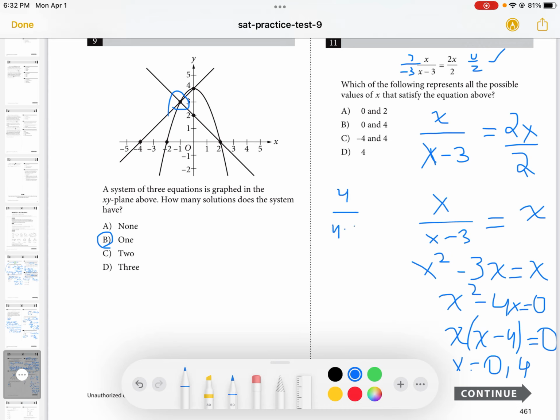4 over 4 minus 3. Let me write that a bit better. So when we check x equals 4, we get 4 over 4 minus 3 is equal to 2 times 4 divided by 2. That cancels, so 4 is equal to 4. That works. So our answer is B.